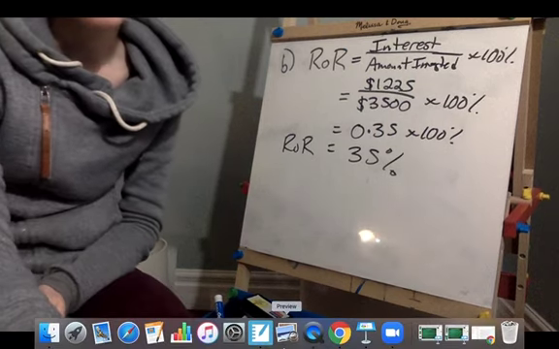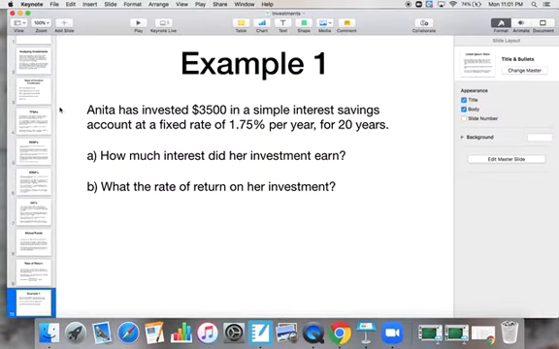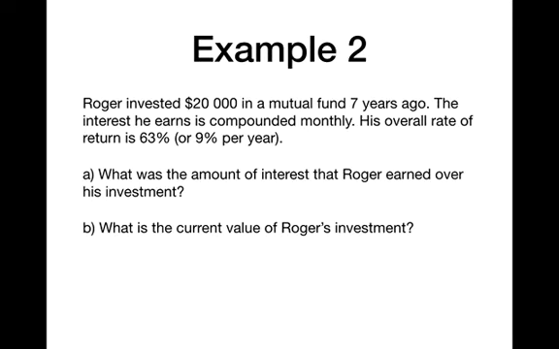Okay. All right, let's look at that second example. You'll notice here as well, I've already typed up the solutions for those people who can't watch videos, so they're there as well, exactly what we just did. And in this example, we are dealing with Roger. Roger invested $20,000 in a mutual fund 7 years ago. The interest he earns is compounded monthly. His overall rate of return is 63%, or 9% per year. What was the amount of interest that Roger earned over the course of his investment?